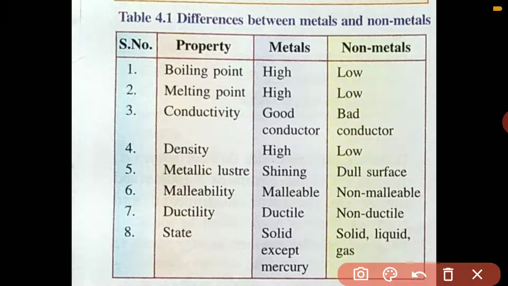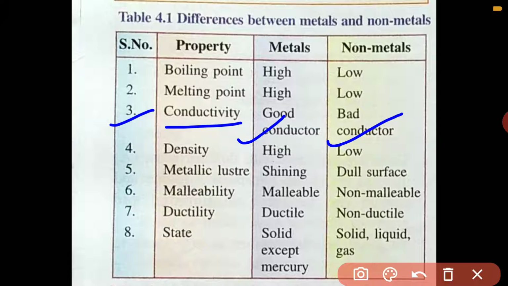So the next point, number 3, conductivity. Here conductivity means whether a substance is a good conductor or a bad conductor of electricity and heat. As we had studied in the previous video, non-metals are bad conductors of heat and electricity, whereas metals are good conductors of heat and electricity. So generally metals are good conductors and generally non-metals are bad conductors. We have studied about their exceptions also.